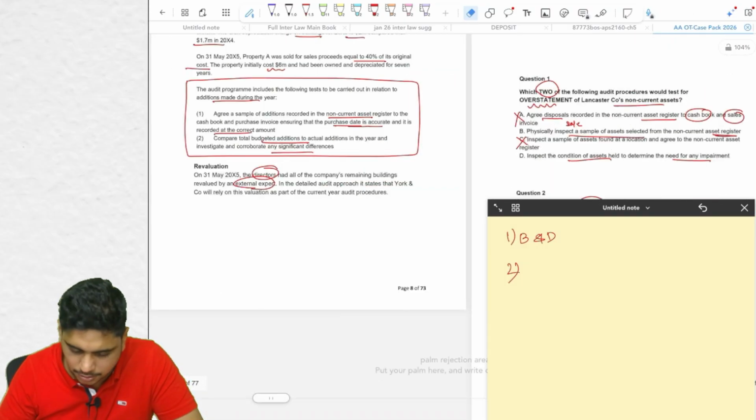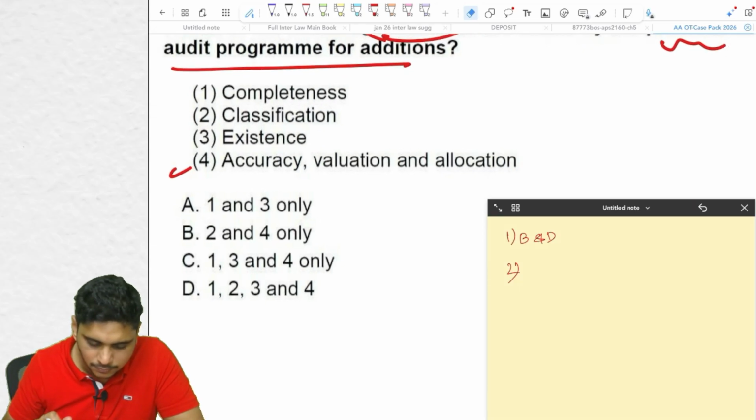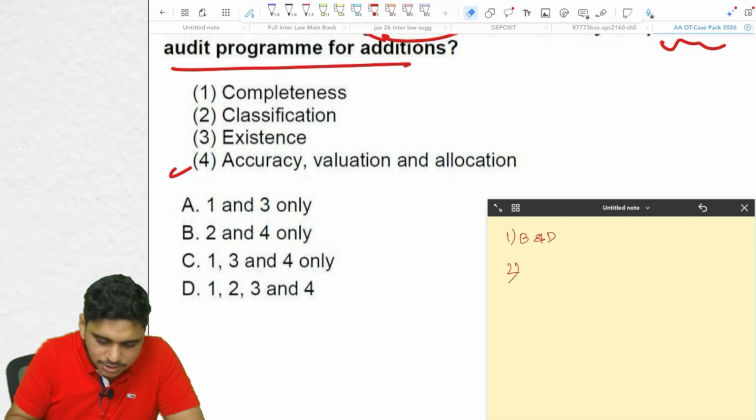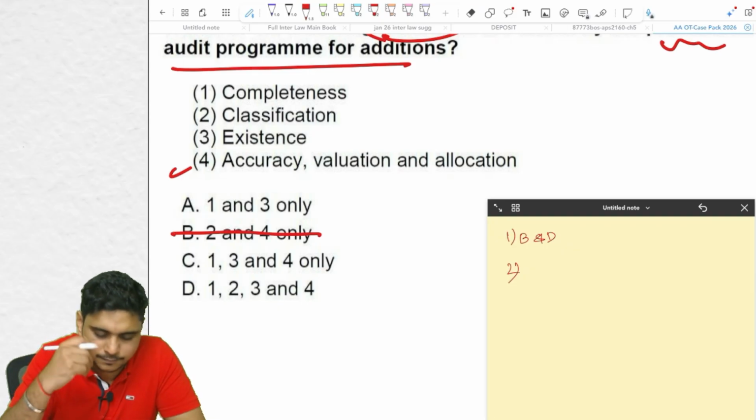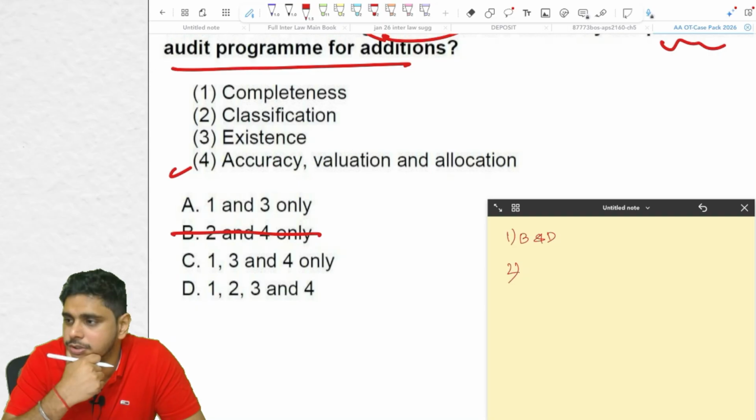And recorded at the correct amount. All the transactions should be there. The completeness is there. 1. This is struck off. Correct? Because 1 has to be there.